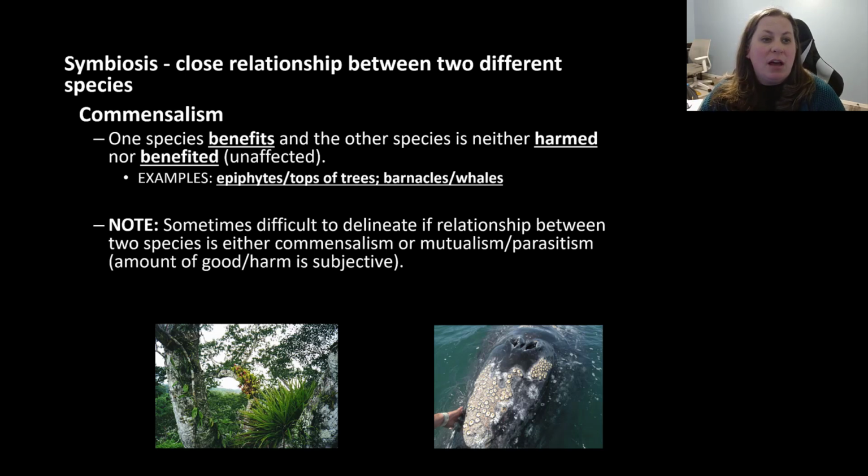Another example is the epiphytes in the tops of trees. They use the trees in order to access sunlight and nutrients, but they're not actually hurting the tree. Same thing with the barnacles on this whale over here. As the whale swims, the barnacles get food, but they don't really hurt the whale until there are too many of them on the whale. All right, so some of these can be difficult because they can shift from where they don't hurt or benefit the host to where they hurt the host. And if that happens, that leads to the next type of relationship called parasitism.